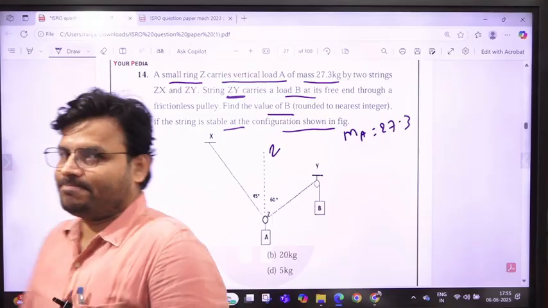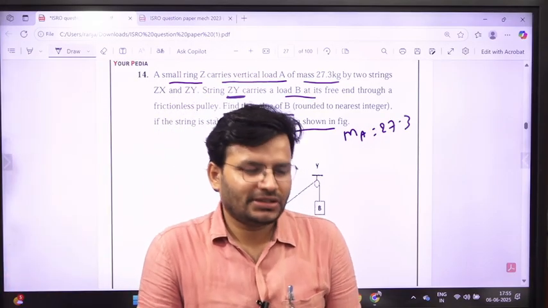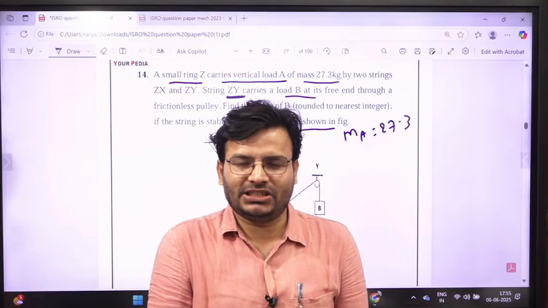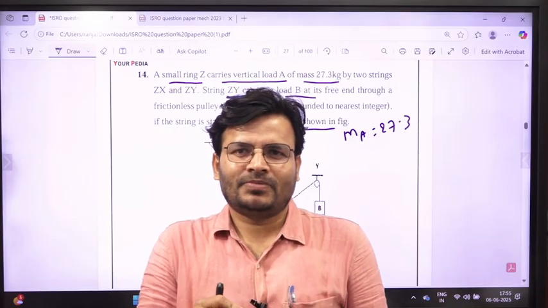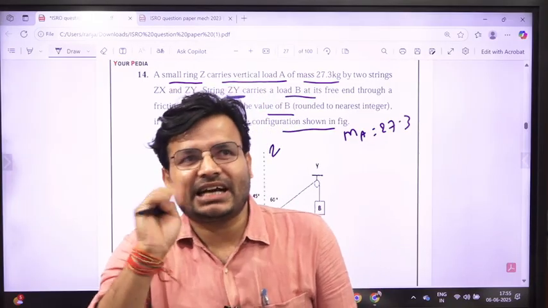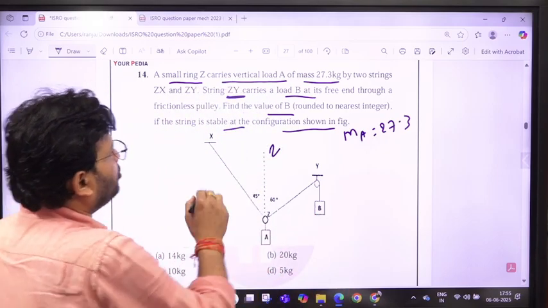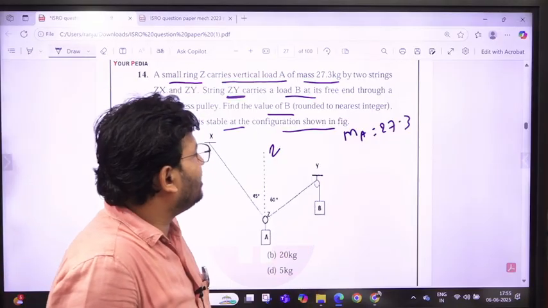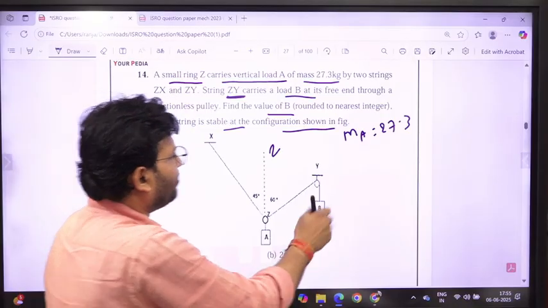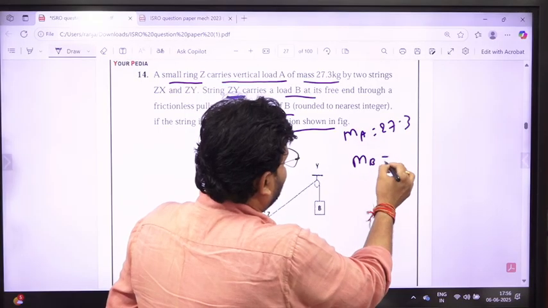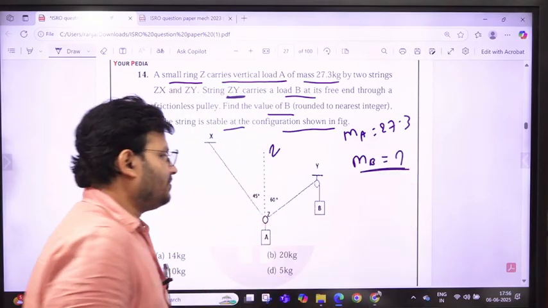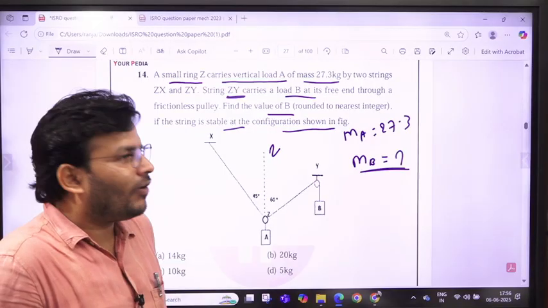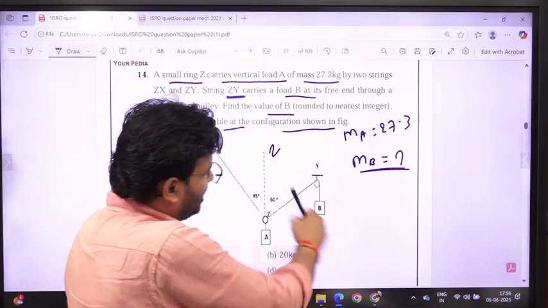Now start thinking, what is the concept behind this, my dear friends? In the classroom I always used to say, keep one thing in mind: if there is a single string, tension will be the same throughout. In this question I have to find the value of M, I mean I have to calculate the mass of B. Now I start thinking how I can do that, sir. I have to calculate the mass of B.